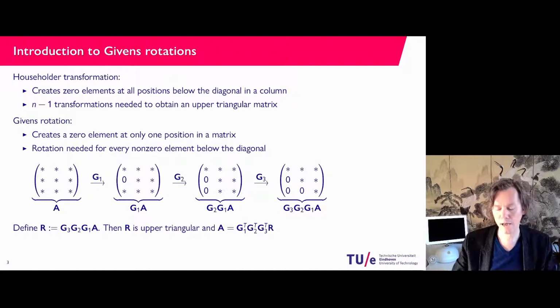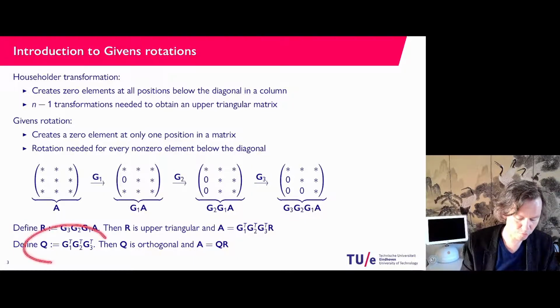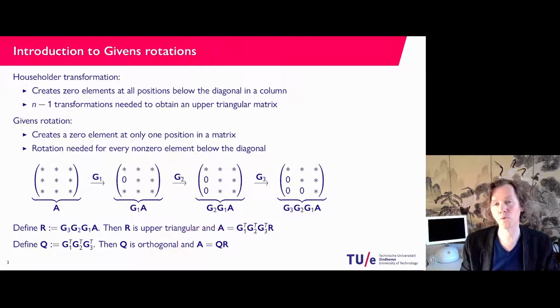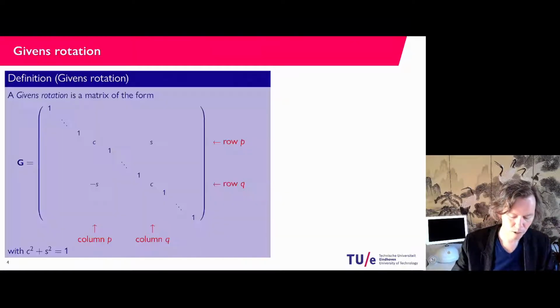So what do these Givens rotations look like? This is what I just told you. You can define Q to be the product of these Givens rotations, and Q is orthogonal, and A equals Q times R. So we have found a QR decomposition. So what does it look like?